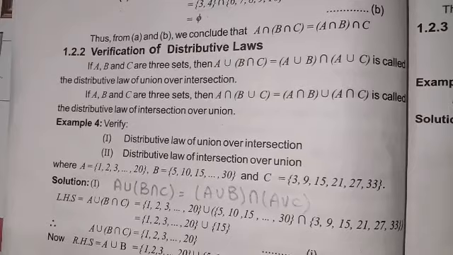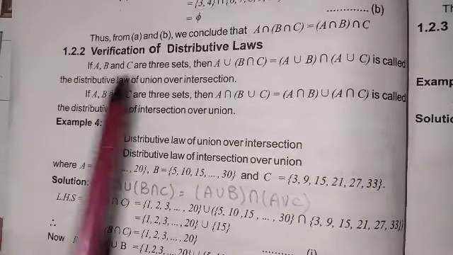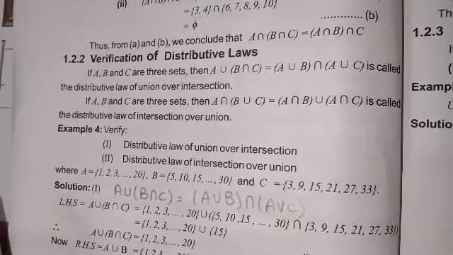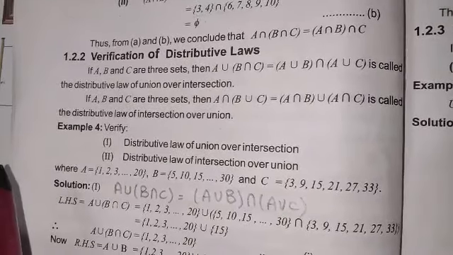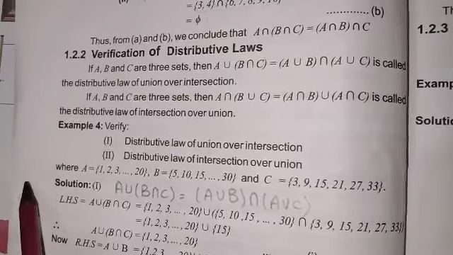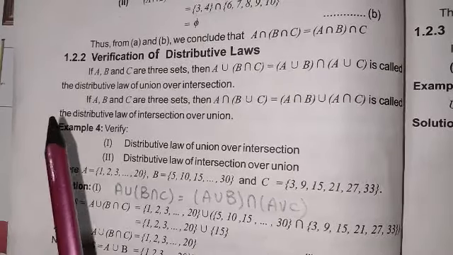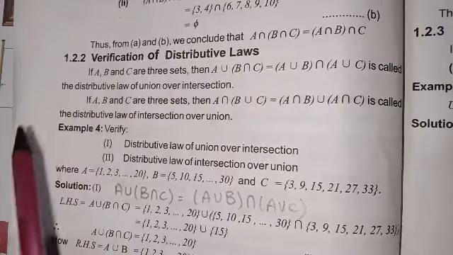Today we are going to start our next topic, which is verification of distributive laws. In last lecture we discussed the commutative laws of union and intersection as well as the associative laws of union and intersection. Now students, our next laws are distributive laws.